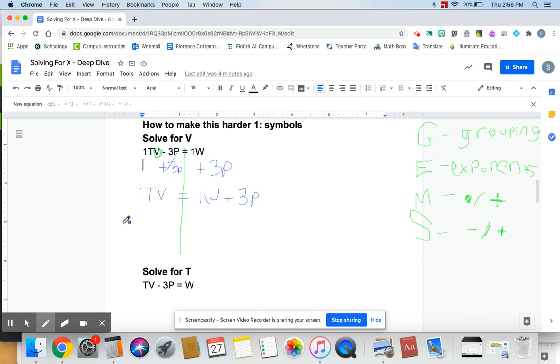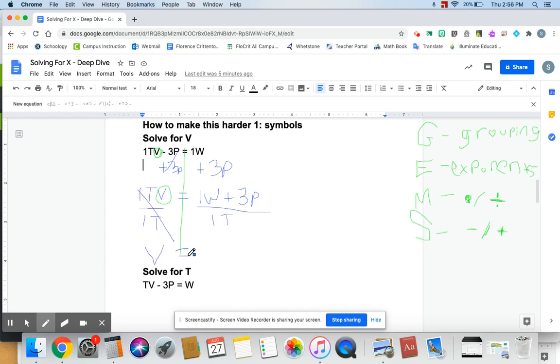Next, I want to get V alone, and it's not alone right now. What is it connected to, and how is it connected to it? It's connected to this one T, and it's being multiplied to it. So to undo the fact that it's being multiplied to that T, we're going to divide that one T away. And I have to do it to both sides. So now the 1t's cancel, and I'm just left with V alone on this side like I wanted the whole time.